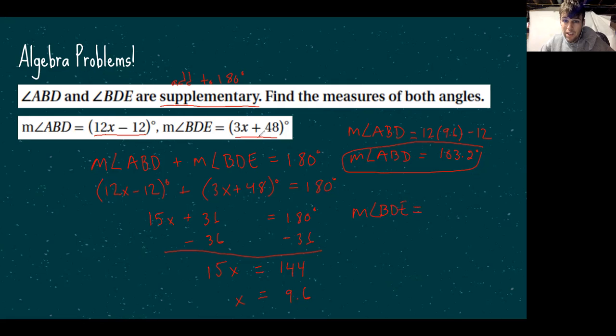So that's going to be 3x plus 48. So that's 3 times 9.6 plus 48. So multiplying that out, 3 times 9.6 plus 48. All right, and I get 76.8 degrees. So that's the measure of angle BDE. And that is the final answer that we're looking for.